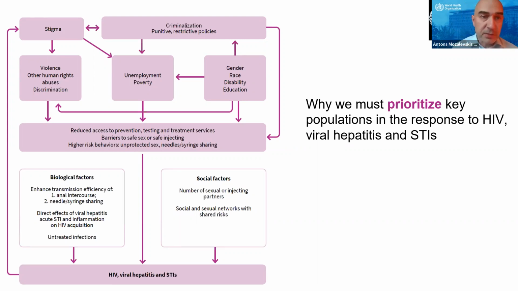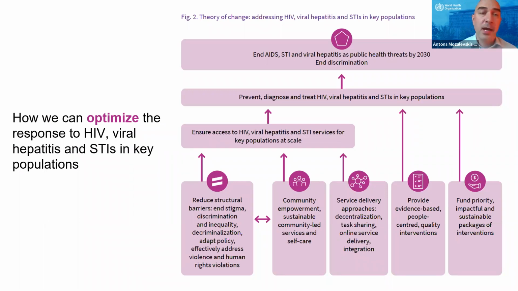So next slide, please. Recognizing that, we know how to define what needs to be done. To end HIV, STI and viral hepatitis as a public health threat and end discrimination, we need to prevent, diagnose, and treat those infections among key populations. For this, we need to ensure access to services for key populations and scale them up. And for this, we need to reduce the structural barriers. We need to work on community empowerment, improve service delivery approaches, and also provide evidence-based, people-centered and quality interventions. And of course, we need to think about how we are going to fund those interventions.